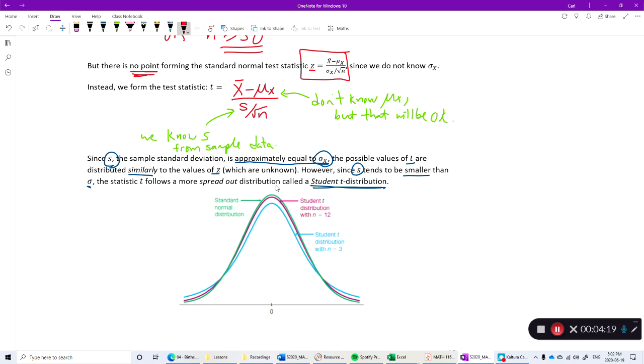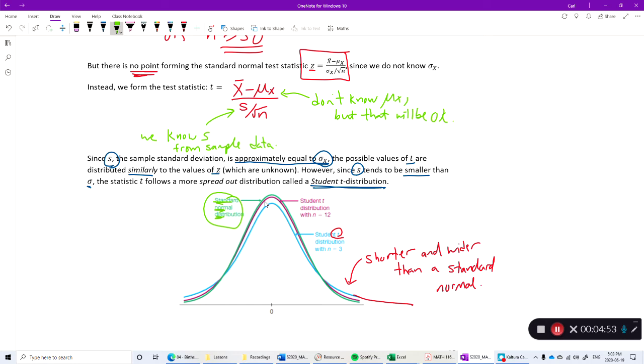Now, so what's the difference? The t-distribution is like this blue one here. So it's a little bit shorter and wider, right? It takes longer to flatten out than the green one, shorter and wider than a standard normal. A little bit more spread. The other thing to notice is that, so I should point out, the green one is the standard normal. So it's taller and skinnier.